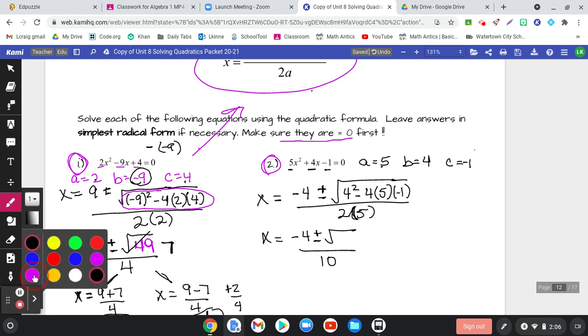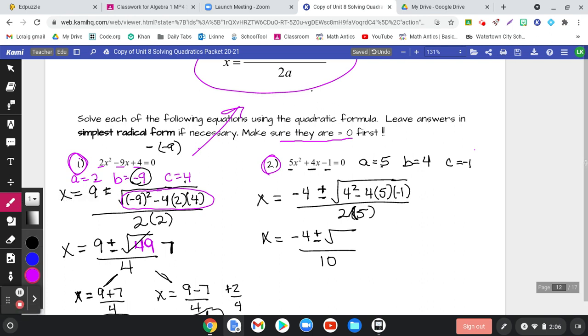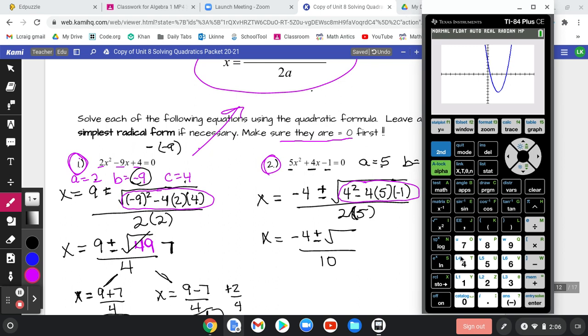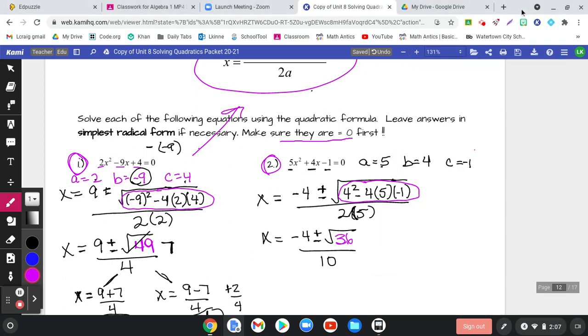All right, and then again, we're just going to put in what's underneath the square root. We're not going to put in the whole thing. Okay, time for the calculator. 4 squared minus 4 times 5 times -1, exactly as it's written underneath there. 36. Awesome, because that's a perfect square, right? The square root of 36 is 6, but if you're not sure, press second x squared to bring up your square root. 36, 6. Awesome, let's get to work.